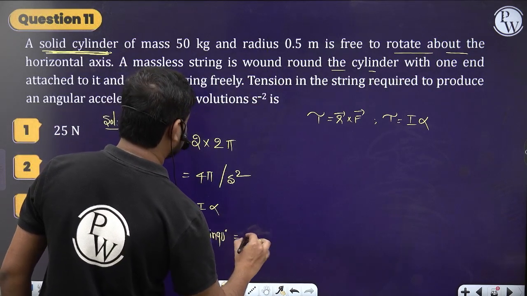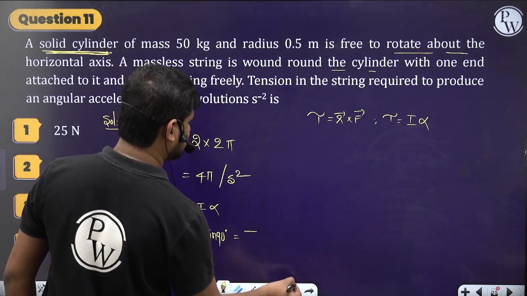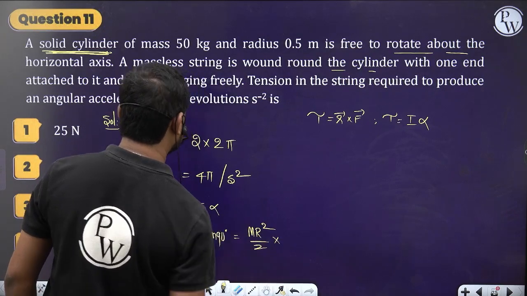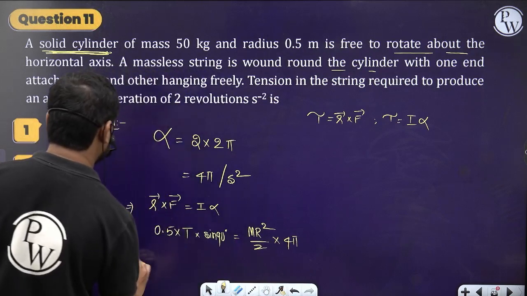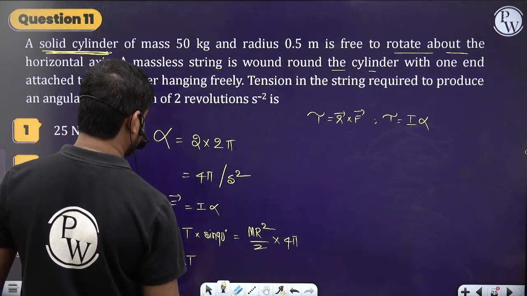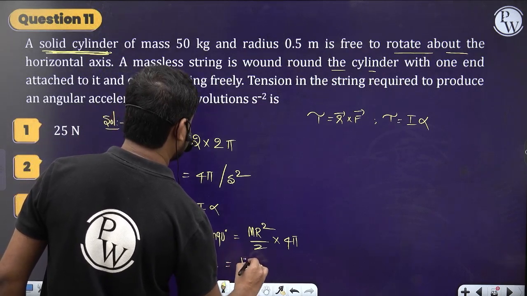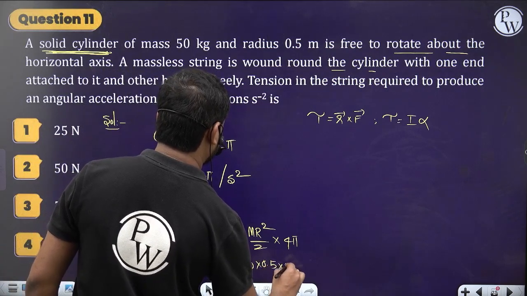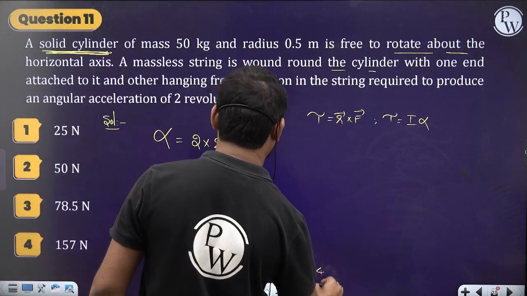I is the moment of inertia, which they gave. For this one, the moment of inertia is mr square by 2, into the angular acceleration alpha, which we know is 4 pi. Now simply substitute the values. So this is 0.5 into the tension T into sin 90 equals mass 50 kg into radius square, 0.5 into 0.5 by 2, into 4 pi.